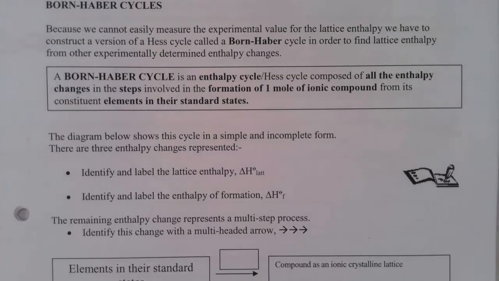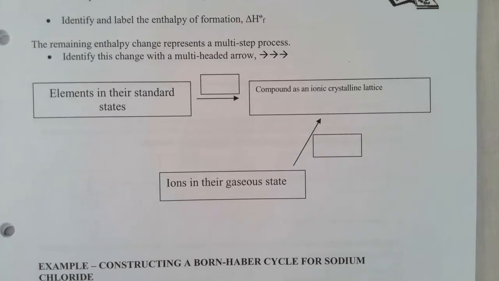So because we can't easily measure the lattice enthalpy directly, we can construct a version of a Hess cycle, which we call a Born-Haber cycle, to find the lattice enthalpy from other experimentally determined enthalpy changes. As I said in my introduction, a Born-Haber cycle is basically just a glorified Hess cycle. So if you're happy with Hess cycles, this topic usually presents no particular challenges.